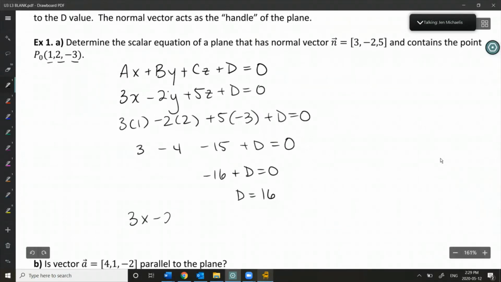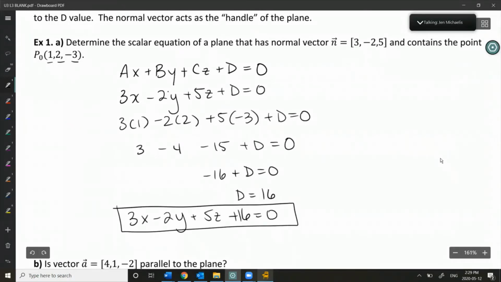And then we're just going to take that D value and sub it back into that second line that we have up there. So this is what your equation should read. And if you want to check your answer, you could always plug this point back in for x, y, and z and just make sure that you get negative 16 plus 16, so 0 equals 0. Make sure you get a true statement. We can also use the dot product with the normal and the point to solve for the D value, but I personally feel that this way is the easiest way to solve for D. So we'll go with this method.